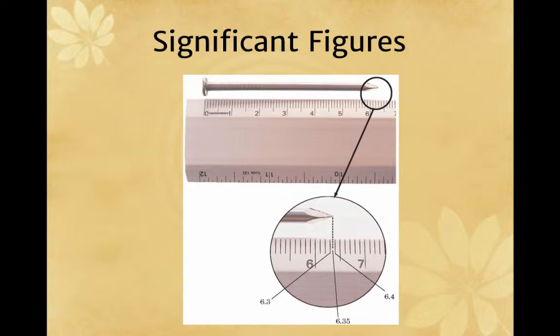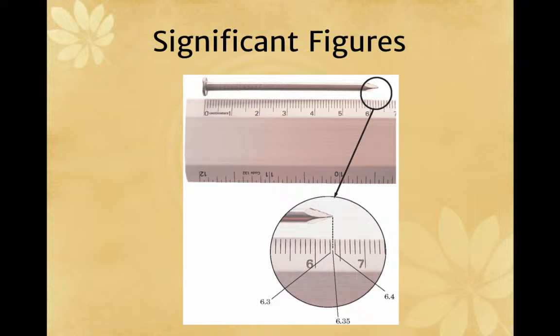So for example, on this nail, we have a nail that falls in between 6.3 and 6.4. So we know the known values would be the 6 and 3. We know it's 6.3, and then we have to estimate the next digit. So in this example, they estimated at 6.35. All 3 numbers are significant. The 6 and 3 are known. The 5 is unknown. It's uncertain. It's an estimate. But all 3 are significant figures.